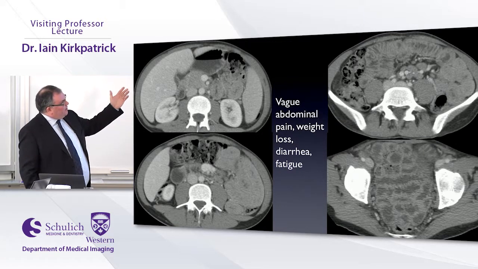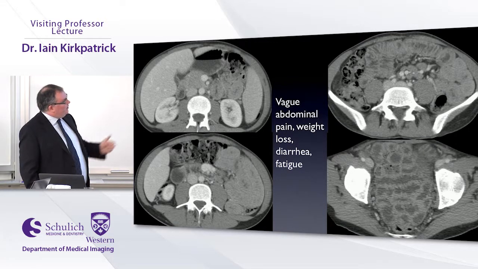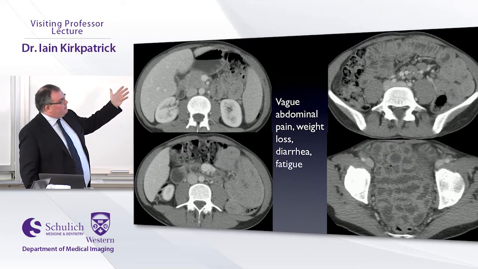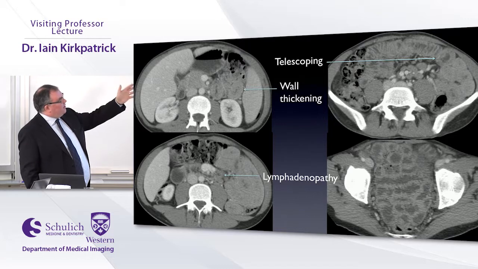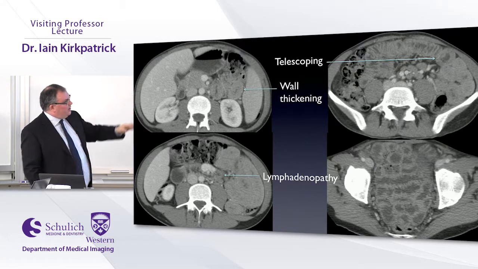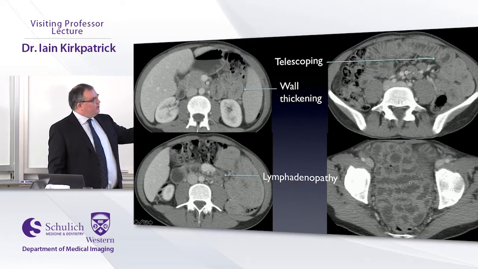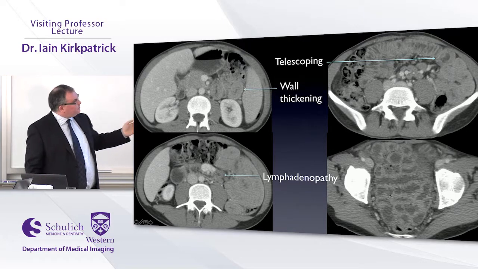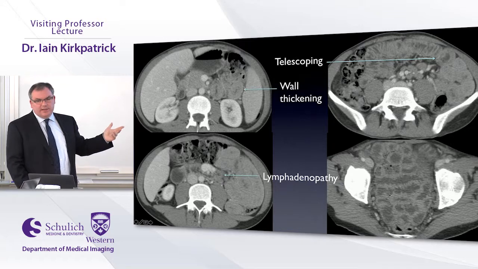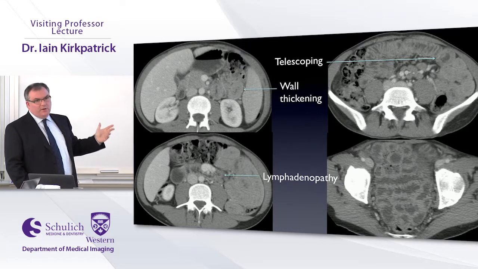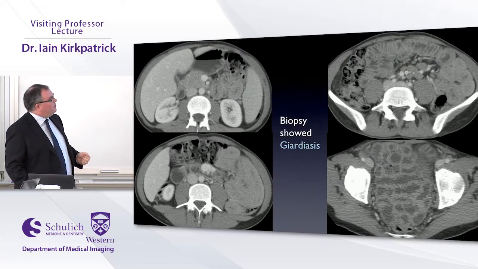This patient had abdominal pain, weight loss, diarrhea, and fatigue, and I looked at this and I thought, oh, it's another bad celiac disease, because it looks like they've got wall thickening and telescoping, lymphadenopathy. And I saw this and I thought, oh, this is jejunization of the ileum. So I called it most likely celiac disease. Typically when we say that, they'll do a small bowel endoscopy to do small bowel biopsies. And they did that, and it was giardiasis.